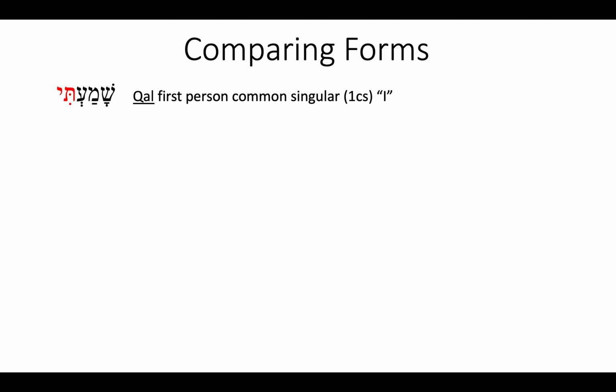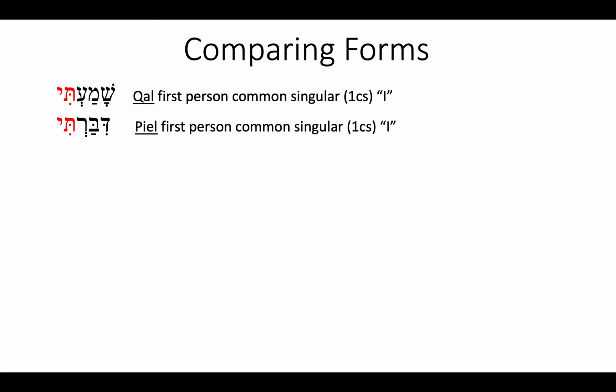So I'm going to use the first person common singular form to do this comparison. We could have used other forms, but I think this is a fairly easy one to work with. So these are all going to be I forms. The word I heard is shamati, so Qal first person common singular. And we don't have this root in the Piel, so I used a different root, but also for the common singular form, dibbarti. So look at the differences between these two.